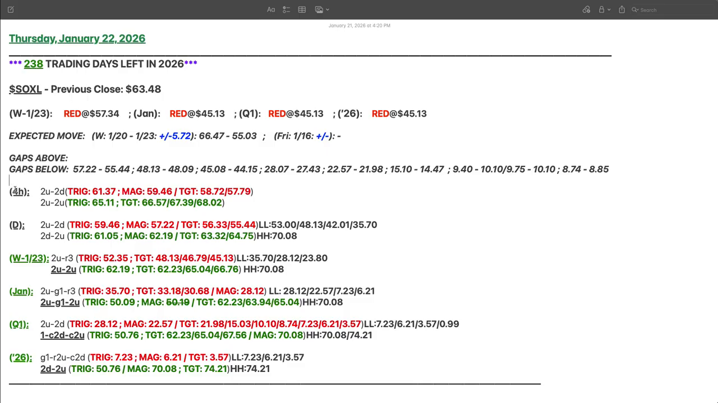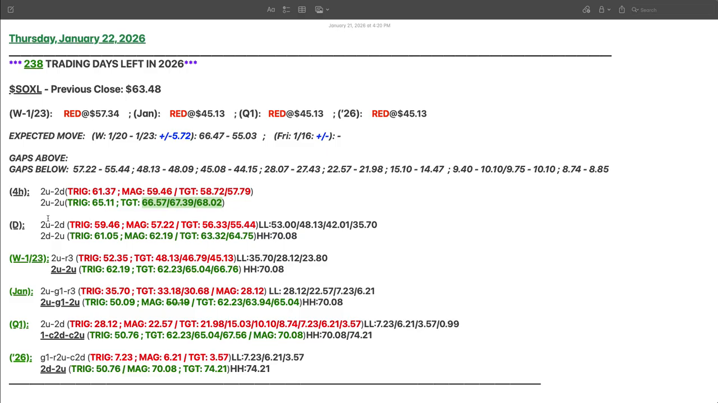We talked about on the 4-hour time frame, if we go to the downside, that gives us a 2 up, 2 down, triggering at 61.37 with a magnitude of 59.46. Say if we've got some catalyst going on, then we've got these extended targets here, 58.72 and then 57.79 is that gap close. If we go to the upside on the first 4-hour candle, that gives us a 2 up, 2 up continuation, triggering at 65.11, and we've got these extended targets of 66.57, 67.39, and 68.02 for the 4-hour time chart.